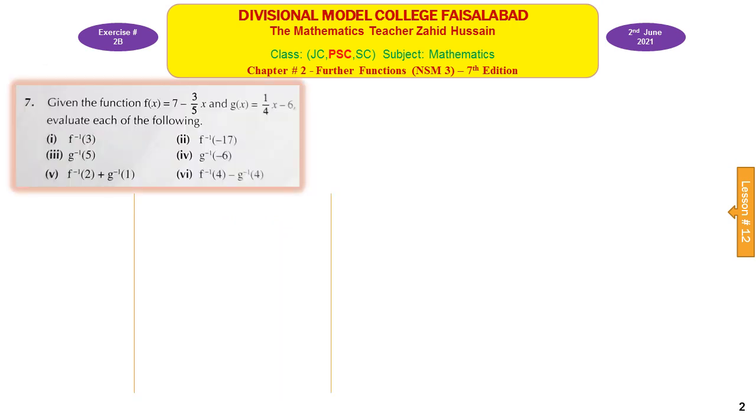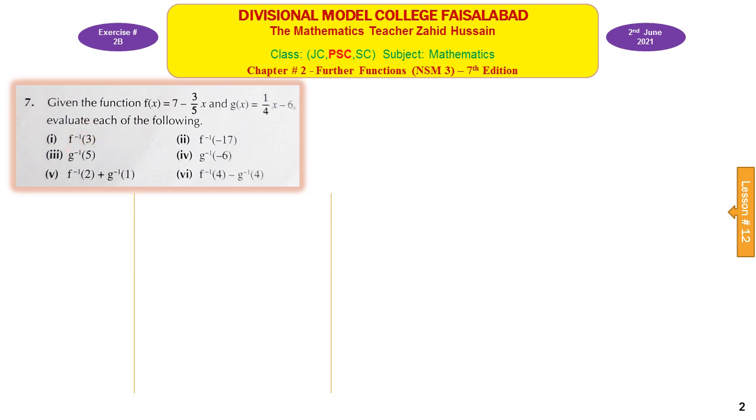This is question number 7. In this question, two functions are given. f of x is equal to 7 minus 3 over 5x, and the second function is g, which is g of x is equal to 1 over 4x minus 6, and you are asked to find the values of these.